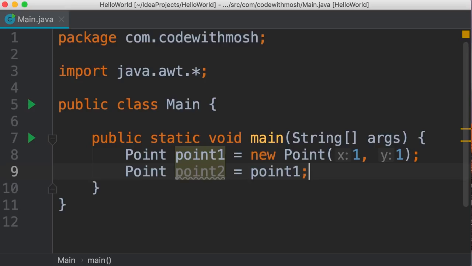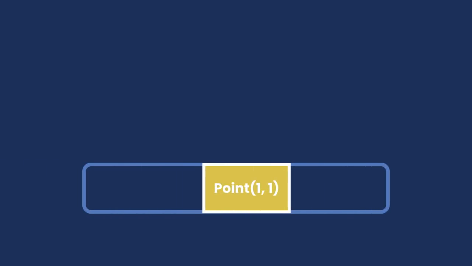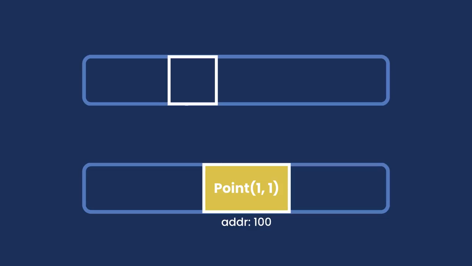When the Java runtime environment executes line 8, first it's going to allocate some memory to store this Point object. Let's say the address of that memory location is 100. Then it's going to allocate a separate part of the memory, and it's going to attach this label to that memory location, point1. In that memory location, it's going to store the address of our Point object.